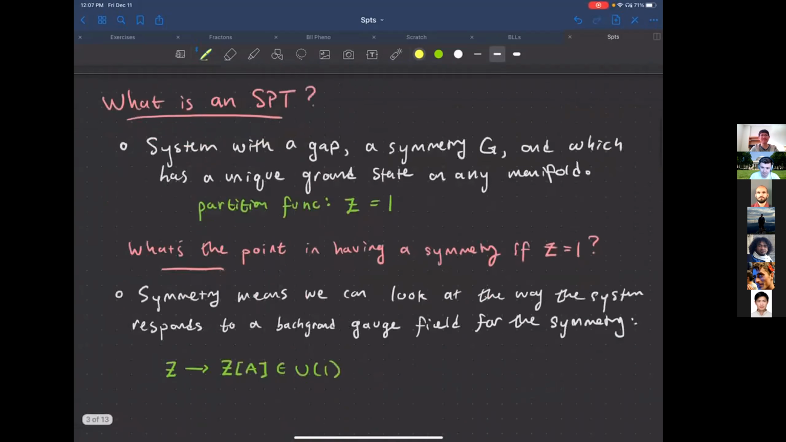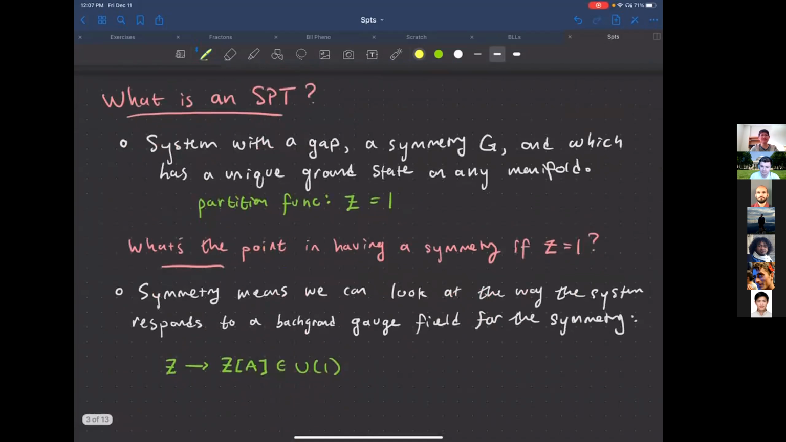Anyway, so okay, what is an SPT? There are many different ways of saying what an SPT is. Some of them are just semantically different from each other, but some of them actually define different things. So for the purposes of this talk, an SPT is going to be this definition here.